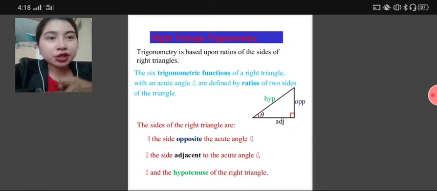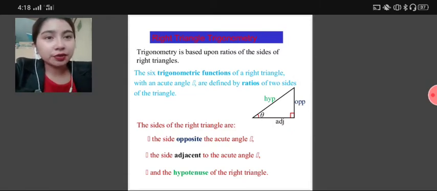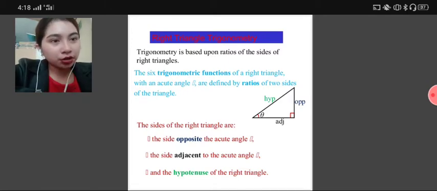Trigonometry is based upon ratios of the sides of the right triangle. The six trigonometric functions of a right triangle with an acute angle are defined by ratios of two sides of the triangle.